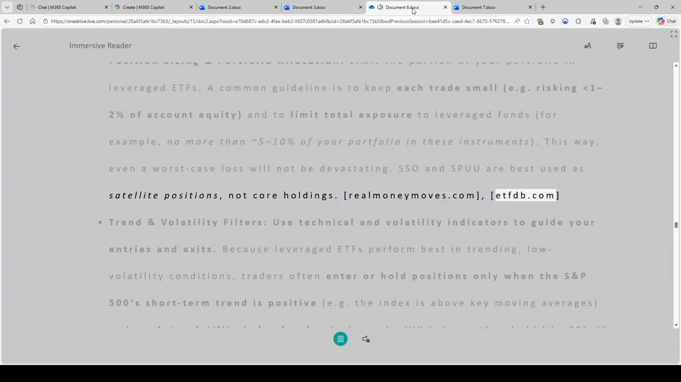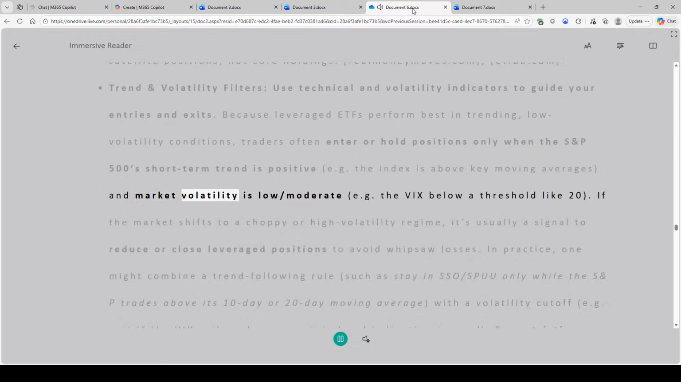Trend and volatility filters. Use technical and volatility indicators to guide your entries and exits. Because leveraged ETFs perform best in trending, low volatility conditions, traders often enter or hold positions only when the S&P 500's short-term trend is positive, e.g. the index is above key moving averages, and market volatility is low/moderate, e.g. the VIX below a threshold like 20.